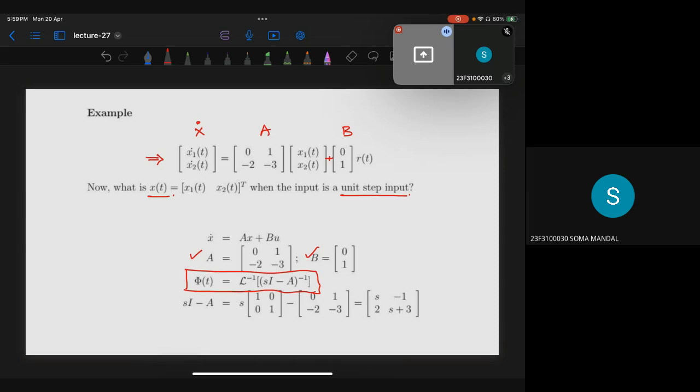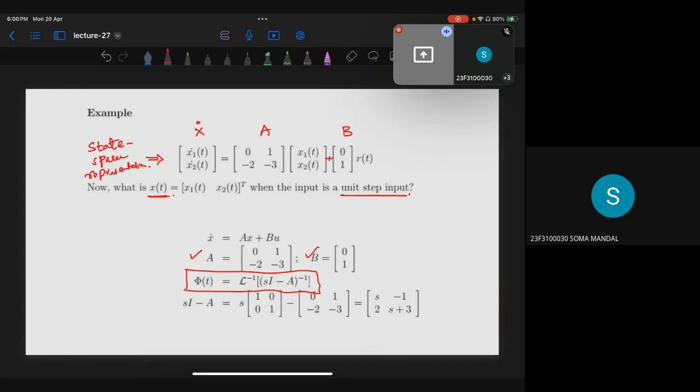So a state space representation is given for a system. It could be an electrical circuit or a mechanical system, anything. Somebody wrote it and gave it to us. Previously we saw how to write the state space model for an electrical circuit. So assume this is for some system. Given this, and a unit step input, r of t is a unit step, what is the x of t? That is our question.